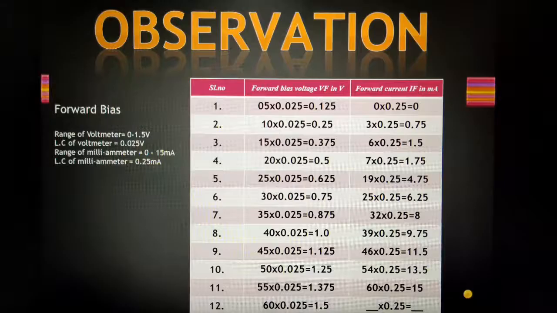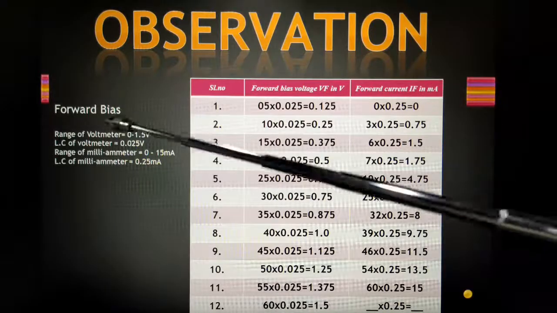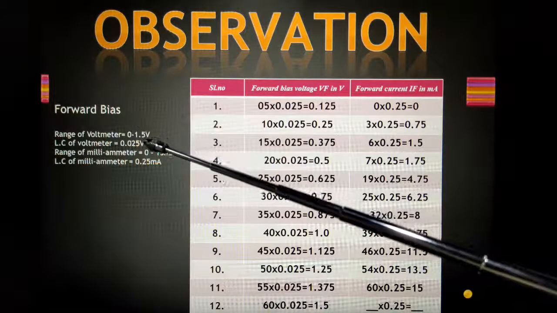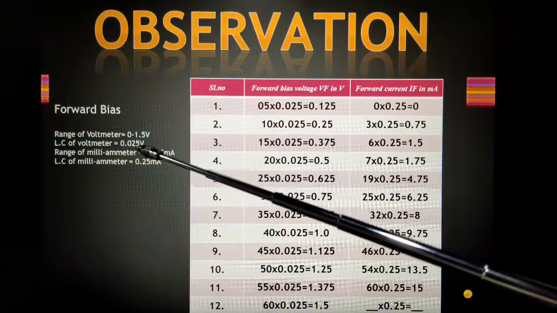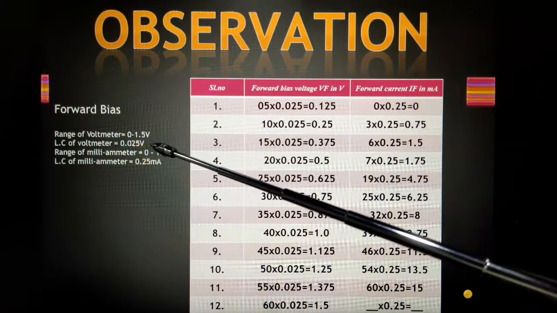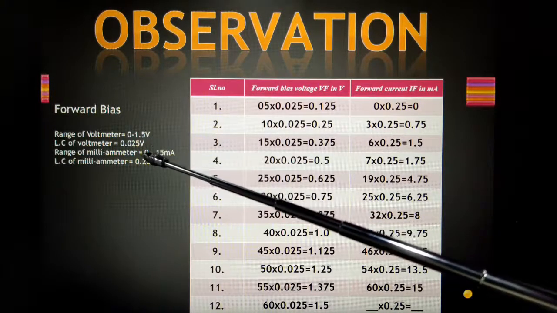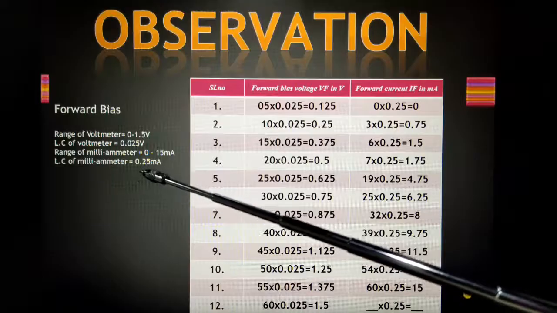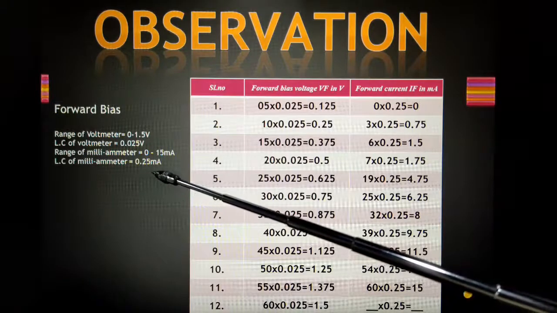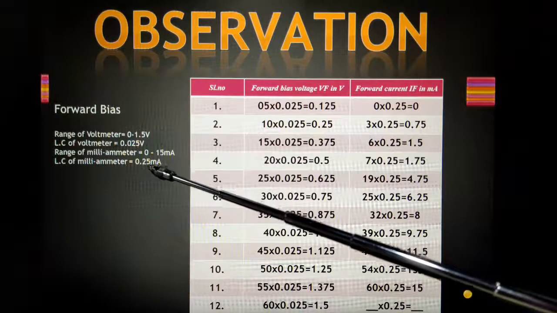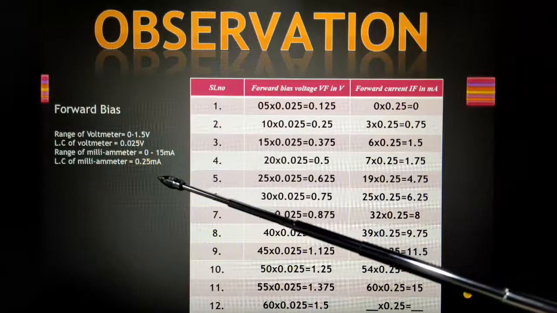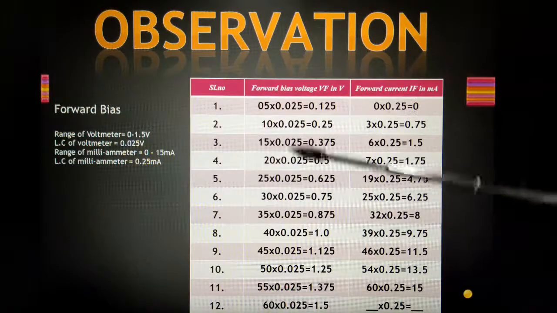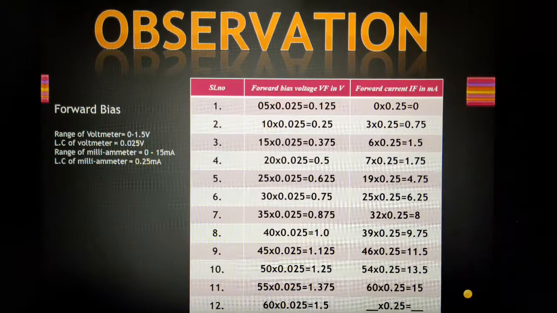Note the observation for forward bias. Range of voltmeter 0 to 1.5 volts. Least count of voltmeter 0.025 volts. Range of milliammeter 0 to 15 milliamperes, and least count of milliammeter 0.25 milliampere. And these are the readings. Please check your readings.